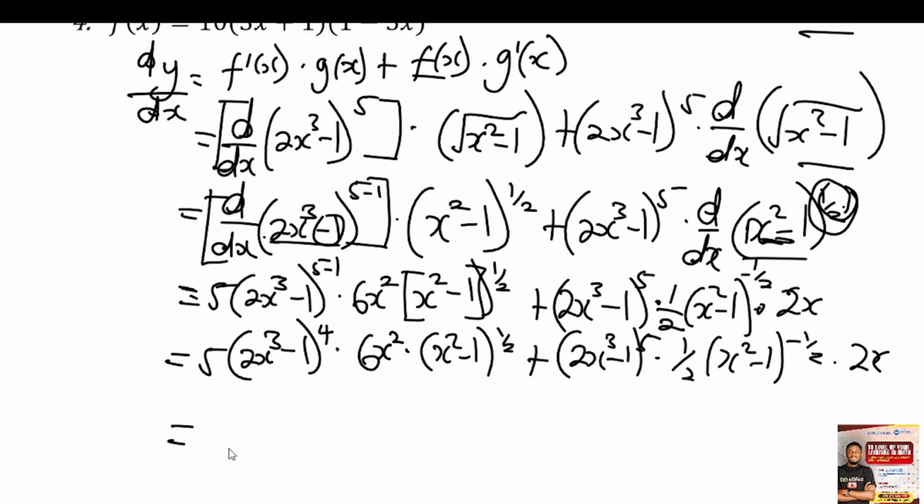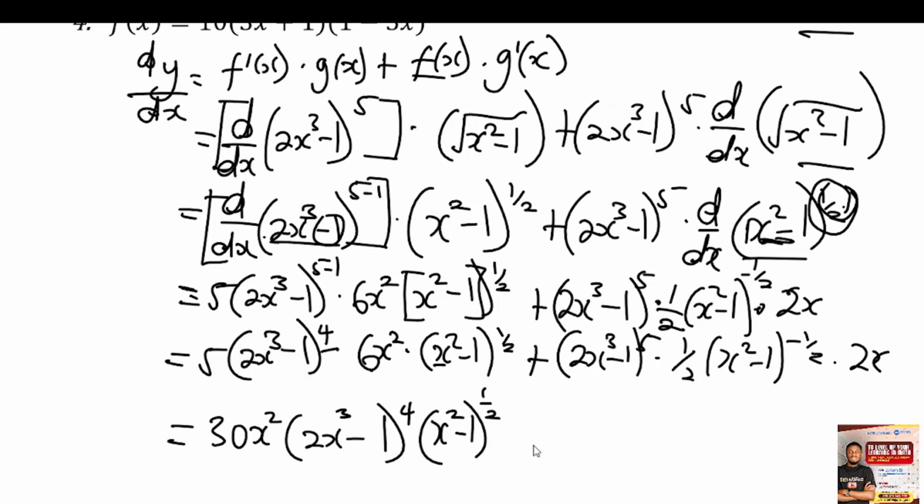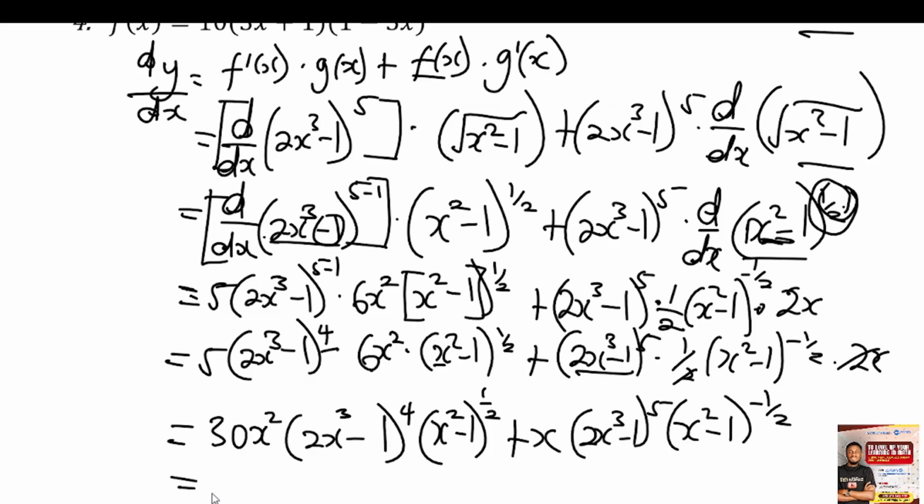Okay, so now we can see clearly that if we multiply 6x² by 5, we are going to have 30x² times (2x³ minus 1) exponent 4 times (x² minus 1) exponent 1 on 2, plus, then the second one, when you check carefully, 2 can cancel 2, so we have x times (2x³ minus 1) exponent 5 times (x² minus 1) exponent negative 1 on 2.